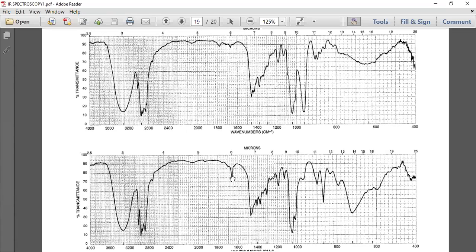Let me explain. This is cis, this is trans. The trans will give very less intensity. Cis stretching will give a medium intensity. At the same time, cis OOP will be around 700 or 800. Trans OOP will be around 900. So from this we can clearly say whether it is cis or trans.